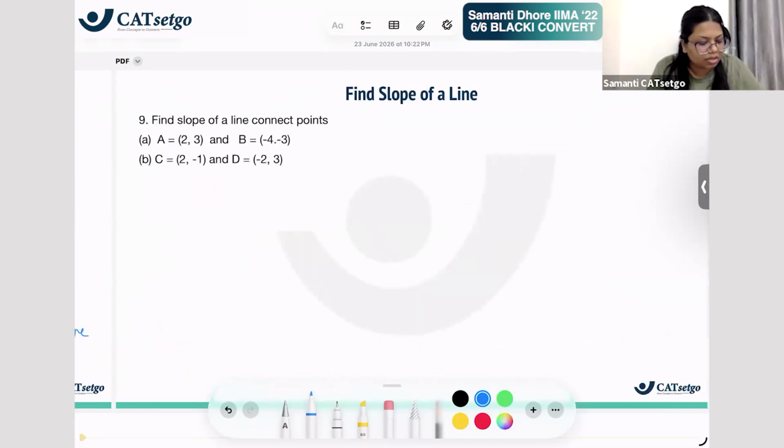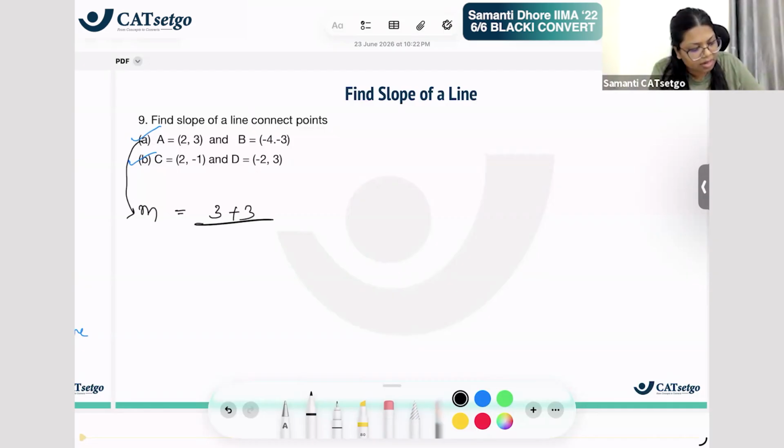Fair? Now using this, let us solve the question. Find the slope of the line. There are 2 lines given to you. A line that connects AB and a line that connects CD. Find the slope of these lines. y2 minus y1, that is 3 plus 3, and x2 minus x1, that is 2 plus 4 here, right? Which becomes 6 by 6. The slope is 1. Fair?